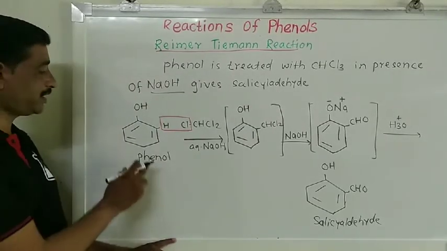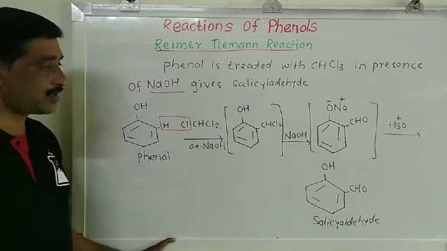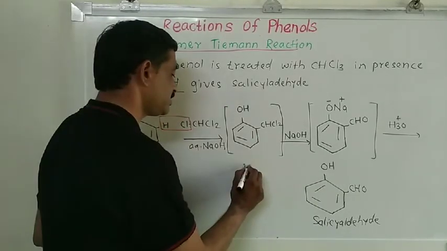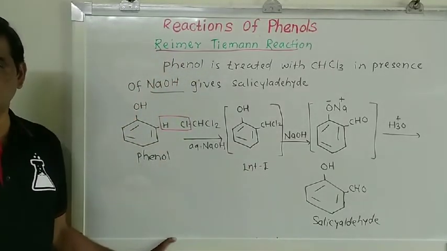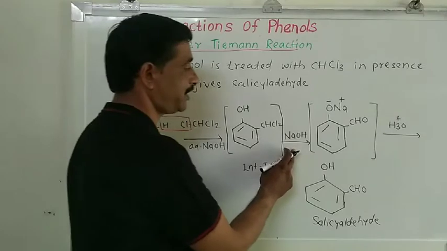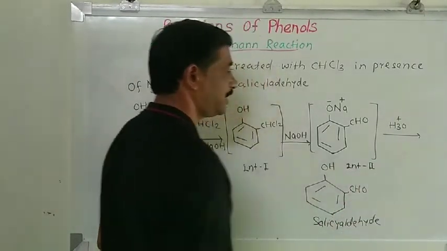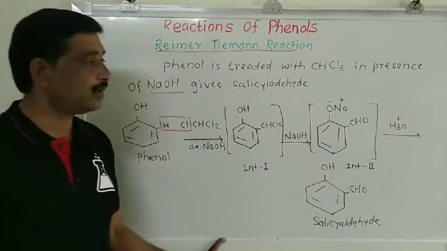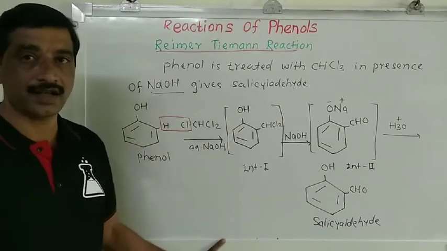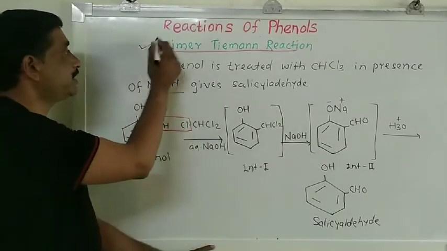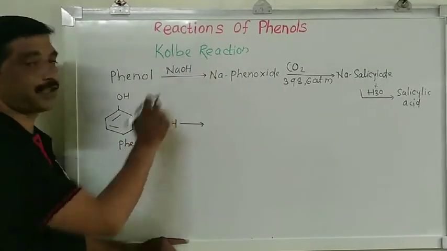So what is the reaction here? When phenol is reacted with chloroform in presence of aqueous sodium hydroxide, it gives us the first intermediate compound. This intermediate compound on reaction with sodium hydroxide gives us the second intermediate compound, and this compound on acid hydrolysis gives us the final product, that is salicylaldehyde. This reaction is known as Riemer-Tiemann reaction. So next reaction is Kolb's reaction.